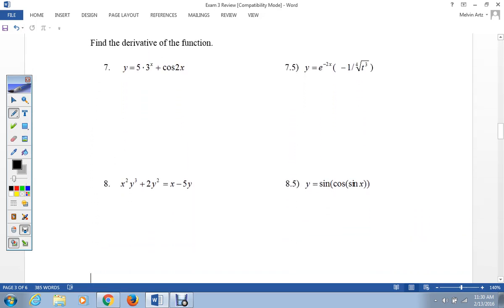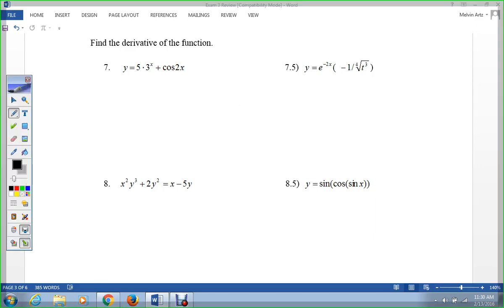Now some practice finding derivatives. Okay, the first one, y prime. Now we just have to remember the derivative of 3 to the x. If we want to find the derivative of 3 to the x power, we know the derivative of an exponential function. This would give us ln of 3 times 3 to the x.